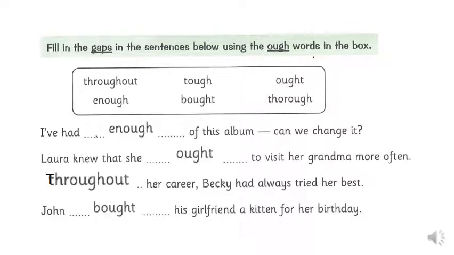Here are our answers and how did we do? The first one was enough. Second one was ought. The third one was throughout. We had to be really careful. If you notice, that was the beginning of our sentence, so we should have written that down with a capital letter. And the final one was bought. Well done if you managed to get those.